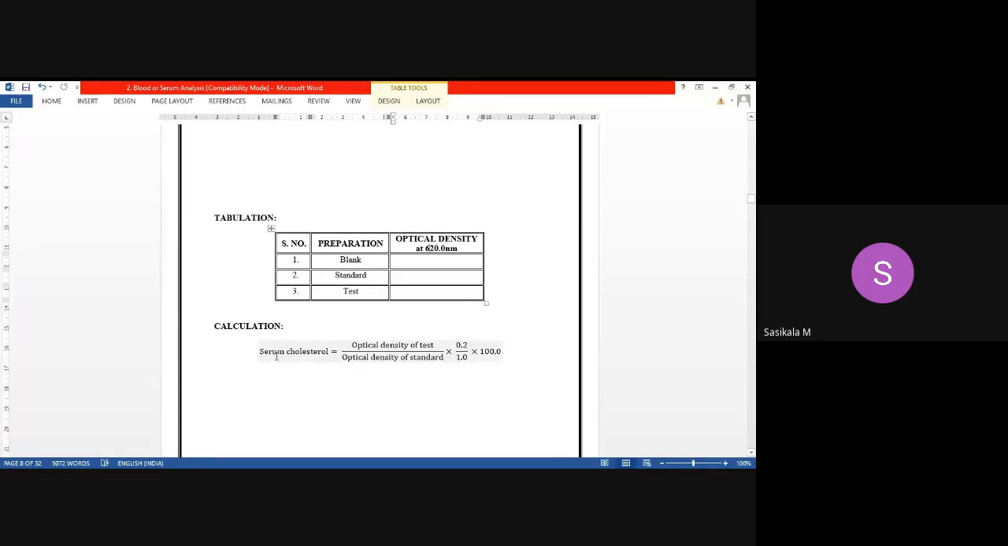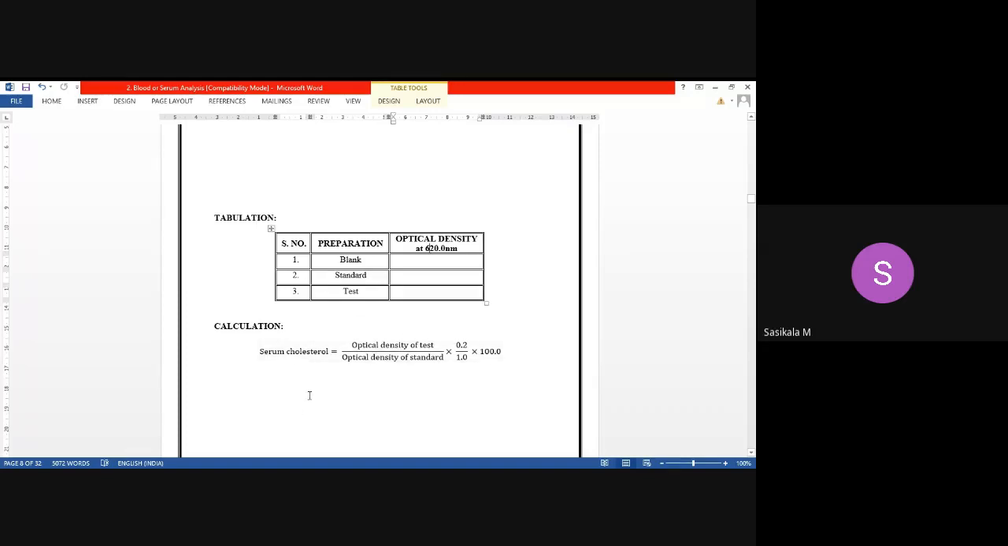Serum cholesterol is equal to the optical density of test divided by the optical density of standard. This is the direct comparison method. The test reading is directly compared with the standard. So this is one of the quantitative methods to find out the amount of biomolecules. It is an analytical method. So be thorough about this direct comparison method. Mostly we will be following this method for detecting all the biomolecules when going with colorimetric analysis.